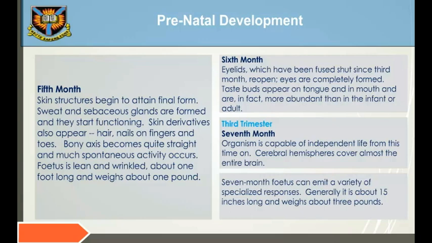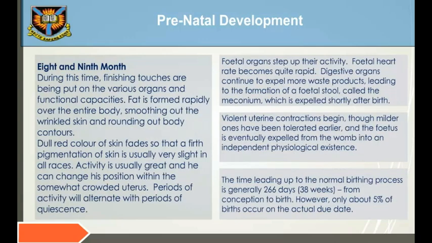7th month. Organism is capable of independent life from this time on. Cerebral hemispheres cover almost the entire brain. 7-month fetus can emit a variety of specialized responses. Generally, it is about 15 inches long and weighs about 3 pounds. 8th and 9th month. During this time, finishing touches are being put on the various organs and functional capacities. Fat is formed rapidly over the entire body, smoothing out the wrinkled skin and rounding out body contours.